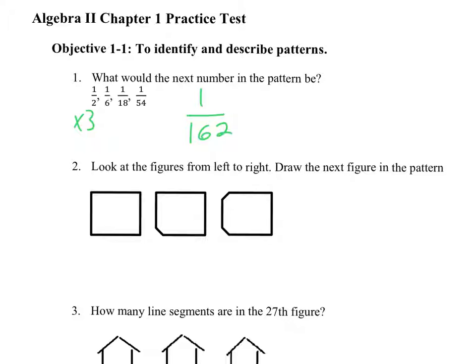Here we've got our figures from left to right. They want us to draw the next figure in the pattern. So notice the first figure has that corner, and the second one has been cut off. The third one, of course, is still cut off, and then they also cut this off. So it appears that we're rotating around cutting off corners. If I try my best to sketch this out, we have those two corners out already, and then this corner would be the next one to go. So it would look like that.